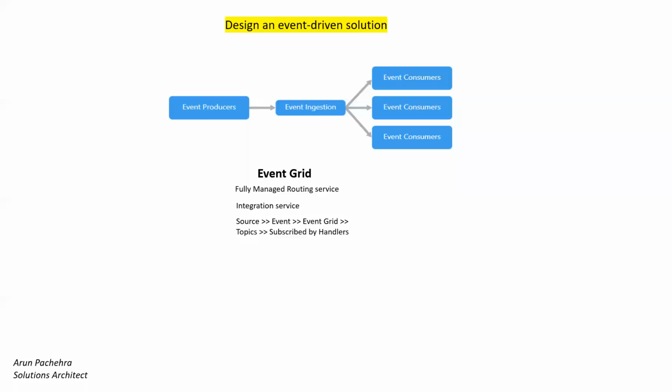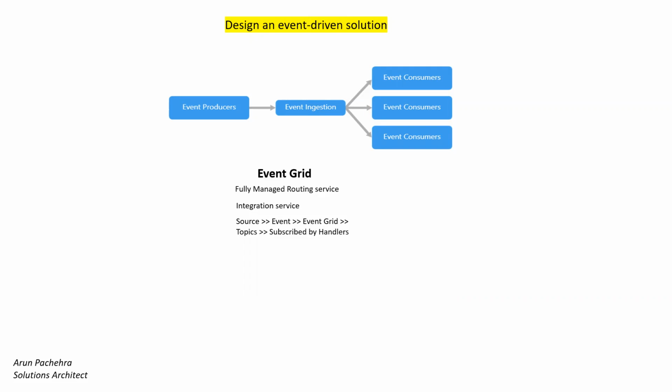Just an overview. Event Grid is a fully managed event routing service running on top of Azure Service Fabric. So it's fully managed. That means it's a PaaS service. You only need to take care of certain things. And it's an event routing service. That means an event comes to the grid and it can route wherever you want.